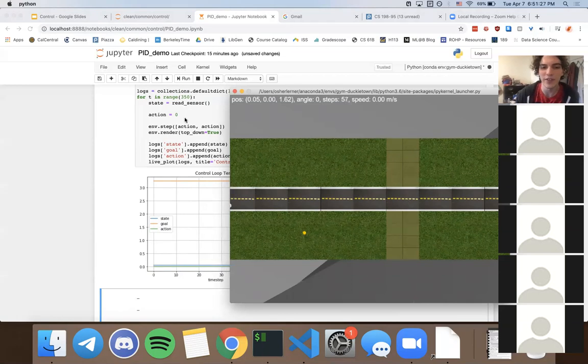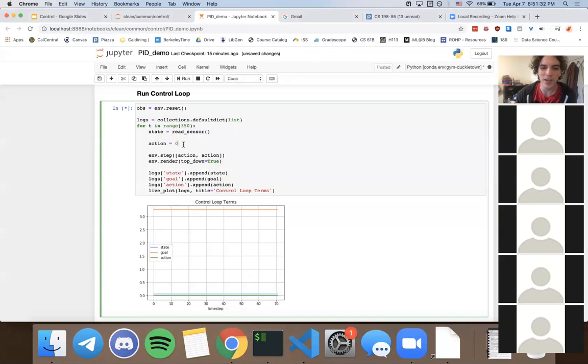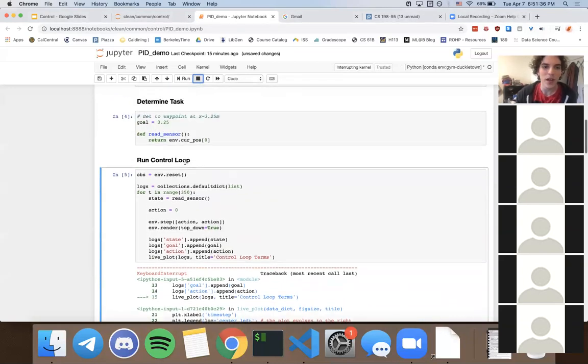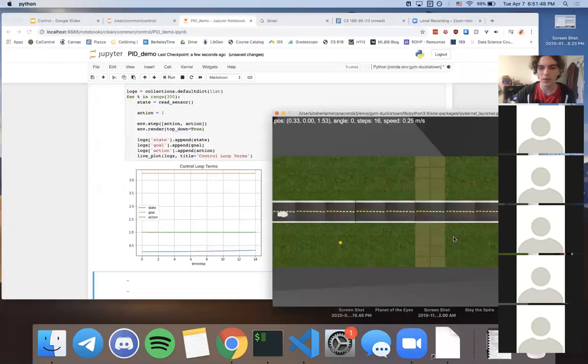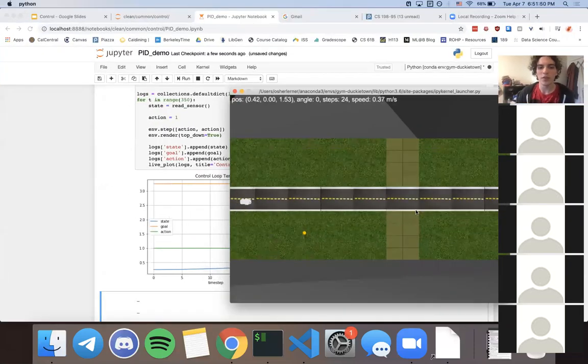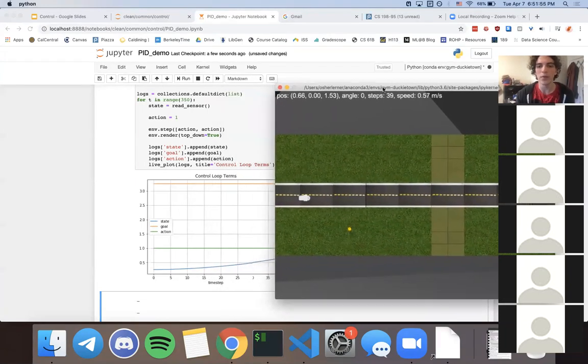That happened because our action was just 0. So we want to control it so that it actually does something. What we have at hand is a goal and a state, and we want to compute an action. First, I'm just going to show you how this works. What if we make our action 1 and run this? Well, now we're giving it a constant throttle and we're accelerating forward.